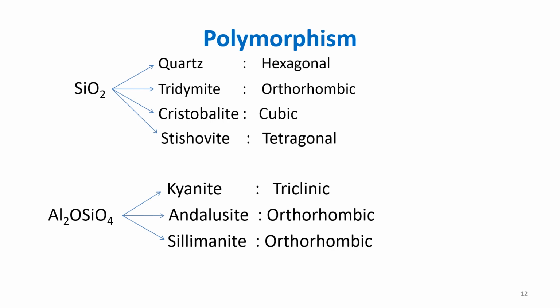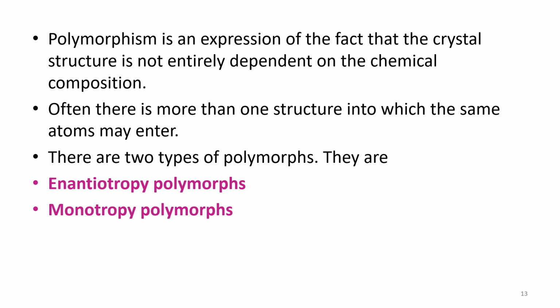And this is the aluminosilicate, Al2O3·SiO2 or Al2SiO5, so both mean the same. It exists as kyanite, andalusite and sillimanite. Kyanite has a triclinic crystal system, andalusite is orthorhombic and sillimanite is orthorhombic. So polymorphism is an expression of the fact that the crystal structure is not entirely dependent only on the chemical composition. Often there is more than one structure into which the same atoms may enter.